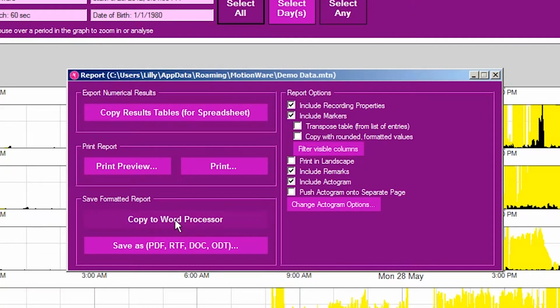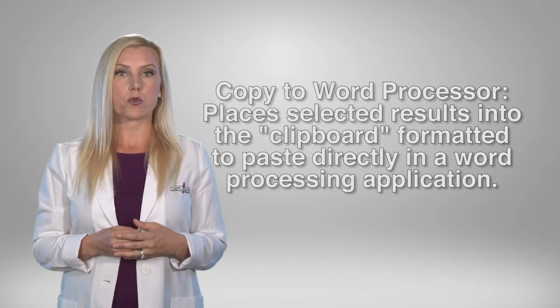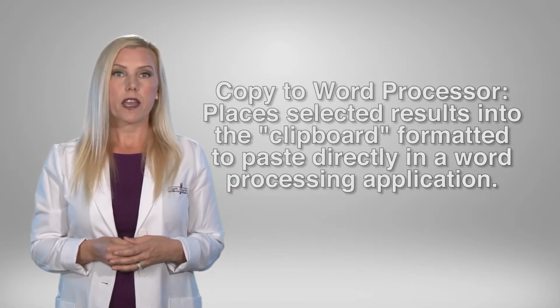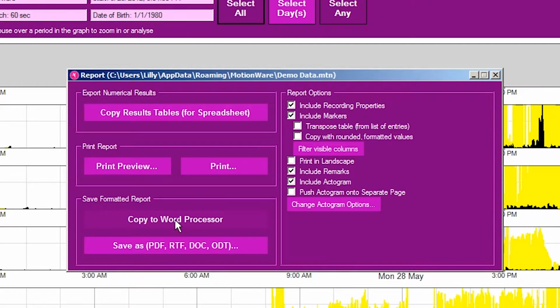Copy to Word Processor places the selected results and actigrams for all days onto the clipboard formatted to paste directly into a word processor. This facilitates rapid production of custom reports. The selected results and actigrams for all days are saved into your selected file format. Choose the document type in the Save As Type dropdown.